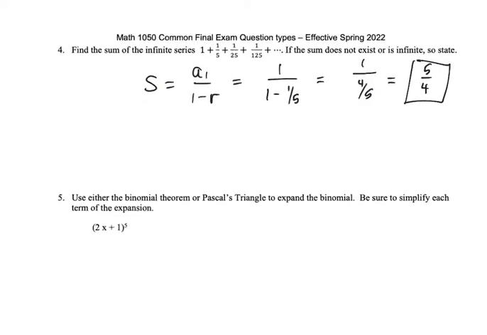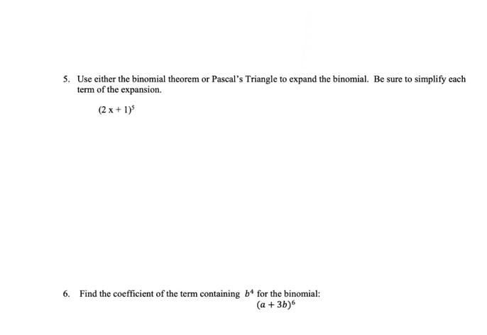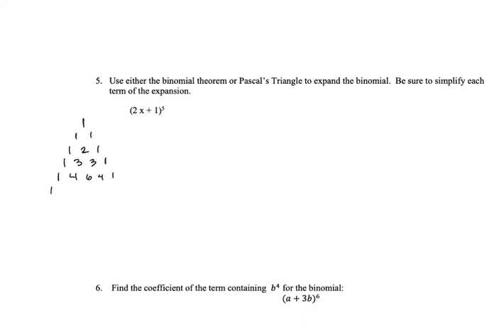Oh, I was hoping we'd get one like this. I actually wasn't. That's sarcastic. These take forever. Use the binomial theorem or Pascal's triangle to expand the binomial. Okay, well, let's see what Pascal's triangle does. If we're raising it to the 5th power, remember we need 6 rows of Pascal's triangle. So there's 5 rows. Here's the 6th row.